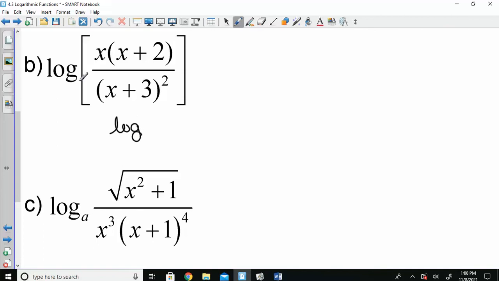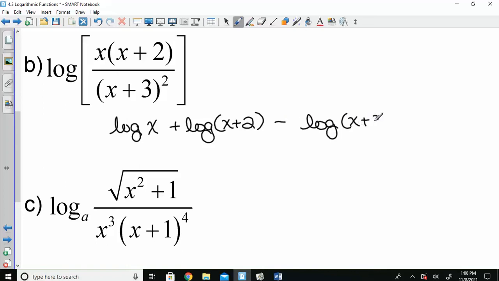You'll notice I don't have a base written on this one. We'll talk more about that later, but anytime the base isn't written, it's actually assumed to be a 10. But if I didn't write it in the problem, you don't have to write it on your answer either. So this would just be log of x. It was multiplied with, so we'll do plus the log of x plus 2. Again, that's adding, so we can't break it apart. On the bottom, I have an x plus 3 squared, so we have to subtract that log. But what could you do with your square? Comes down in front, so minus 2 log of x plus 3.